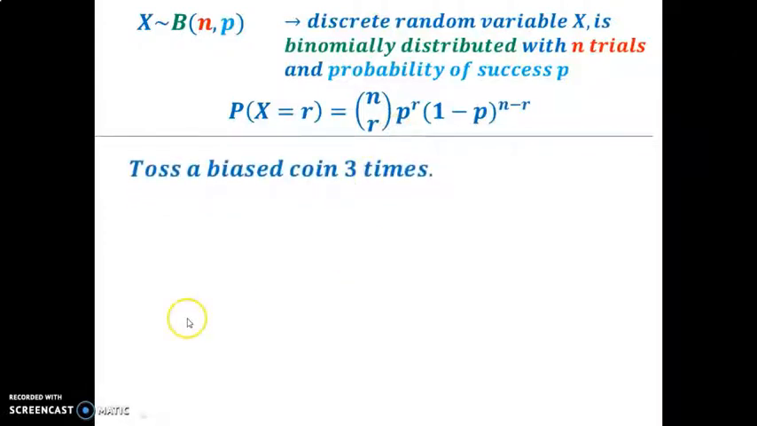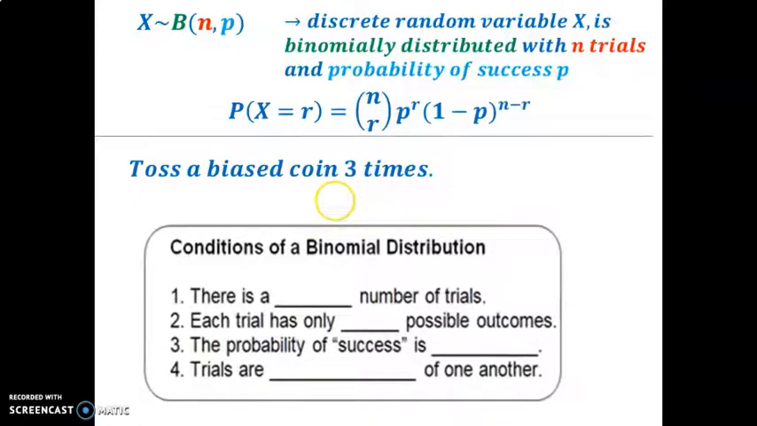All right, so we had the example of tossing a biased coin 3 times that we were just working at. Is that a binomial distribution? Well, let's check first because there are conditions of a binomial distribution. The first is that there is a fixed number of trials. When we did the coin toss, did we have a fixed number of trials? Yes, we tossed it 3 times. Next, each trial has only 2 possible outcomes. Did we only have 2 possible outcomes on each trial? Yes, either a head or a tail.